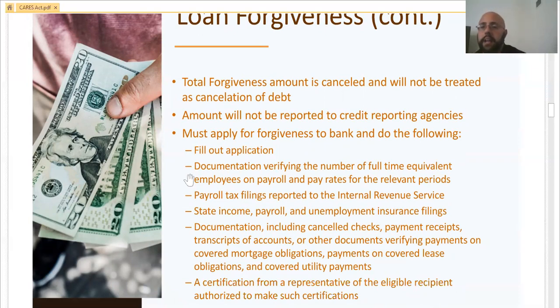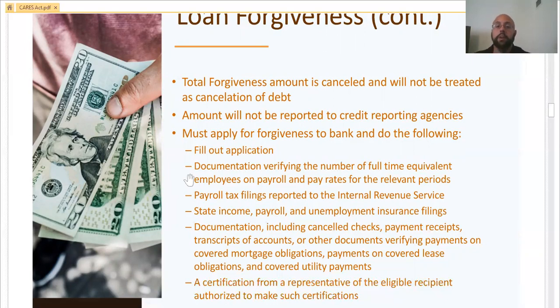When you apply, and presuming you get it approved, it will be canceled. There will not be a cancellation of debt. It will not report on your credit. In any case, it'll show on your credit as current because there's still a loan, and what's going to happen is the SBA is going to guarantee it, and they're going to take over the payments of it. Okay, that forgiven portion.